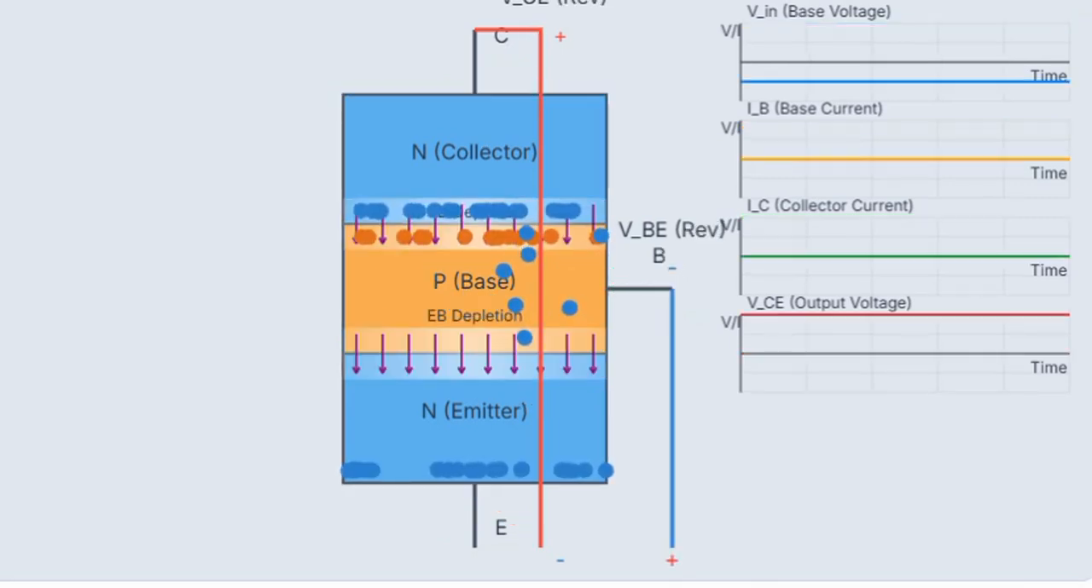Now come to the next mode of operation, that means the cutoff region. The cutoff region is used only for switching purposes. In the cutoff region the transistor is switched off. The collector junction is reverse biased and the emitter junction is reverse biased. So nothing will happen.